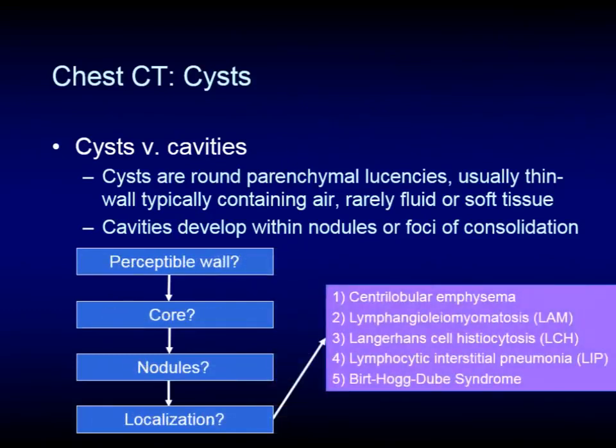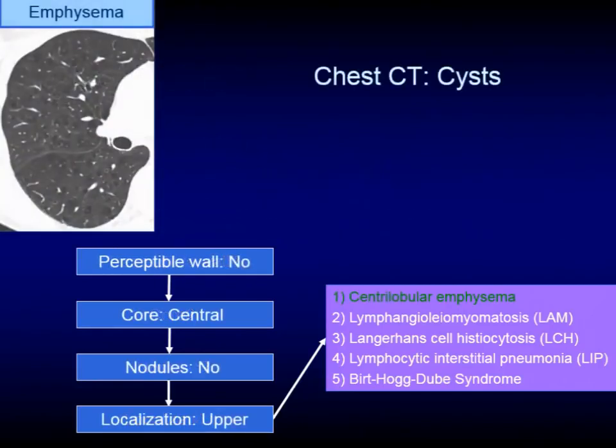When you're dealing with cystic lung disease, these are probably the first four most common: centrilobular emphysema by far, Langerhans cell histiocytosis, lymphangioleiomyomatosis, lymphocytic interstitial pneumonia, and Birt-Hogg-Dubé. I know we always talk about it, but we don't see it that often. So let's look at the case of centrilobular emphysema.